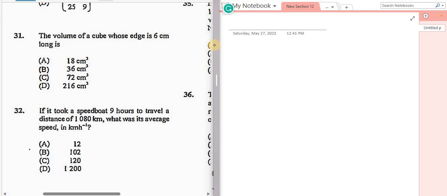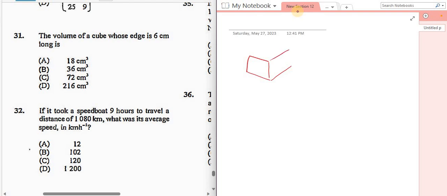Alright, the volume of a cube whose edge is 6 centimeters long is what? How do you find the volume of a cube? A cube is like an ice cube. All the faces have the same area. All the faces are congruent. So the length times the width times the height are all equal. Let's assume this is the length, and here are the width and height. They're all the same measurement. So if you want to find the volume of a cuboid, it's going to be length times width times height, right?